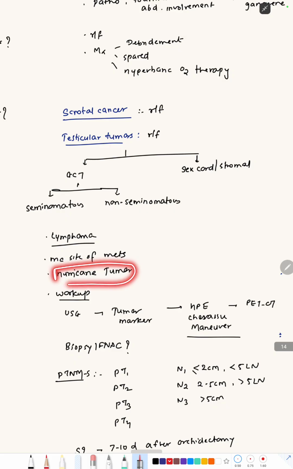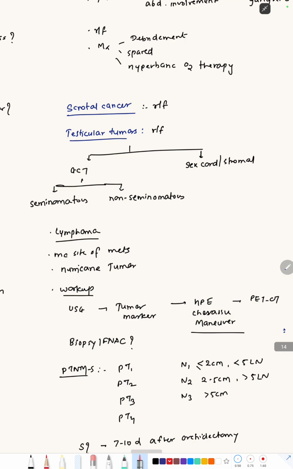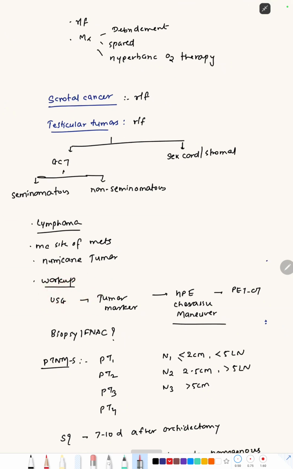Then there is something called as hurricane tumor. So hurricane tumor is a tumor wherein there is an aggressive choriocarcinoma, and because of which the survival is only up to 6 months. Then the workup of this patient, in the workup, the first is going to be the ultrasound.